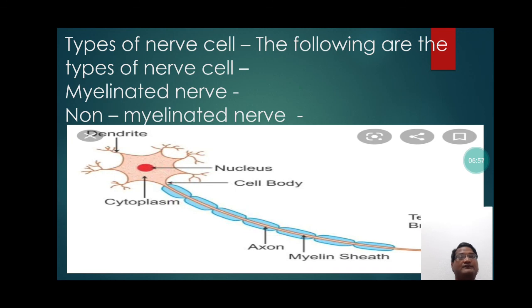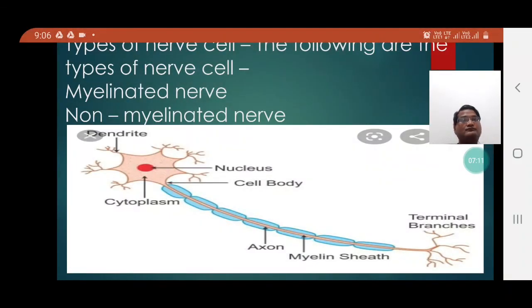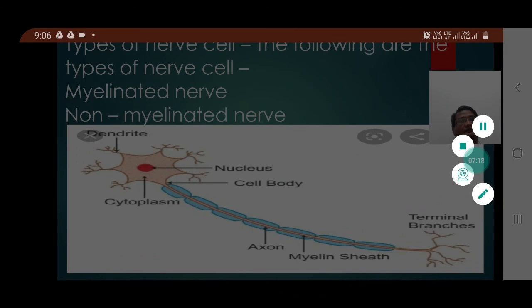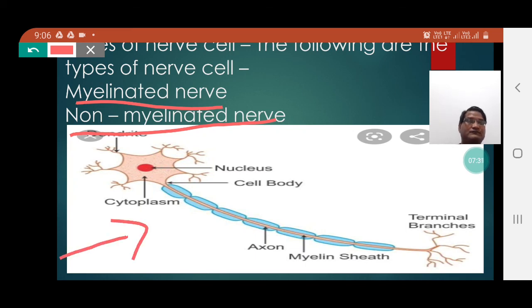Types of nerve cell. The following are the types of nerve cell: myelinated nerve and non-myelinated nerve. Students, the types of nerve cells are myelinated nerve, which you can see here, and the non-myelinated nerve. Now the concept of myelinated nerve and non-myelinated nerve we can understand with the help of this picture, which you can see here.